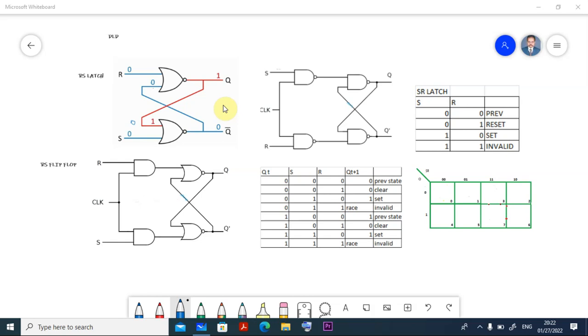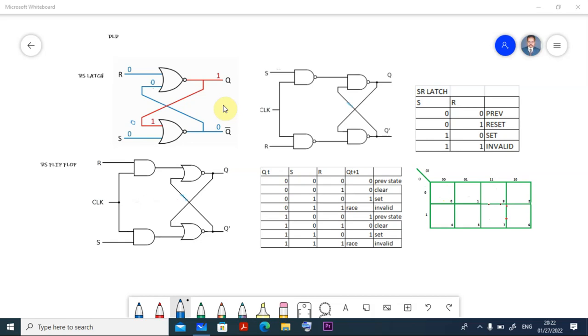A flip-flop is decided by the latch we are providing. Suppose I am providing an RS latch, then I will call it the RS flip-flop. Suppose the latch is SR, then I can call it an SR flip-flop. What is that latch? I already explained it in our previous video.